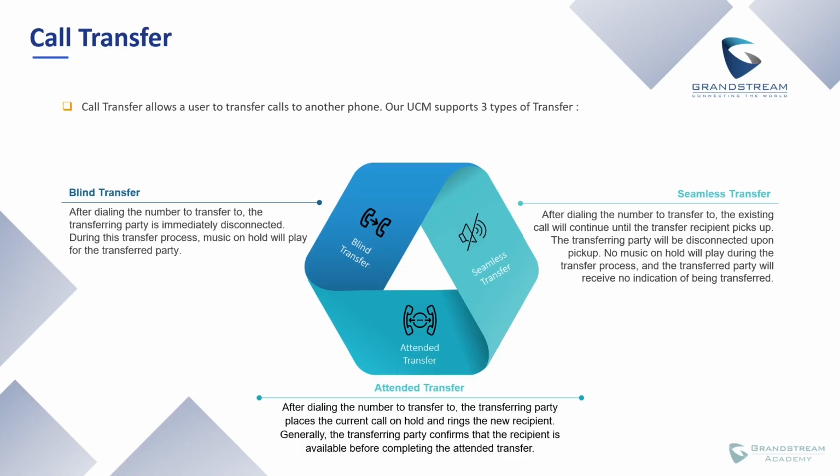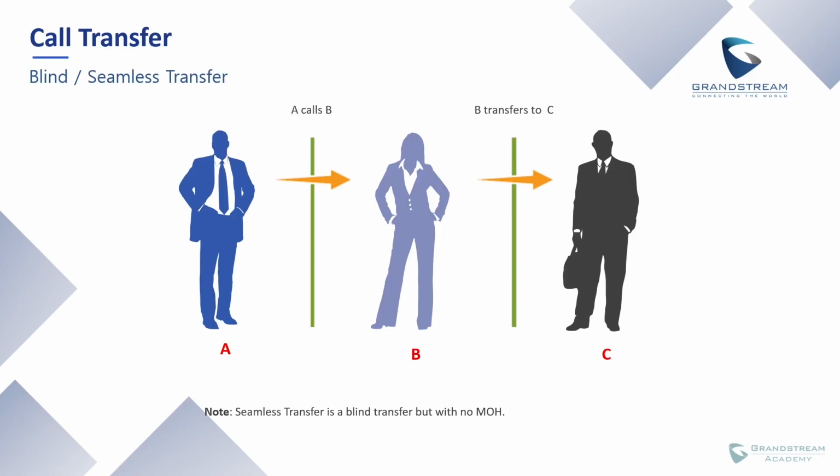But for now, in order to understand more about each of these transfer types, we're going to talk about them separately. Like it has been said, blind transfer is when a user transfers the call to another phone blindly, without knowing if the new destination we're going to send the call to is actually available. We're going to assume that A, B, and C are SIP extensions registered to the UCM. The service of blind transfer can be used as you can see in the slide.